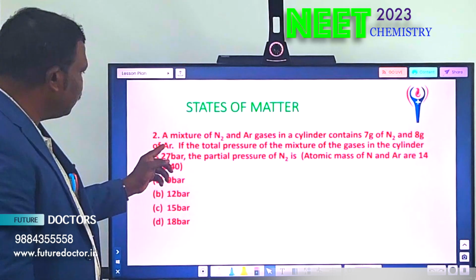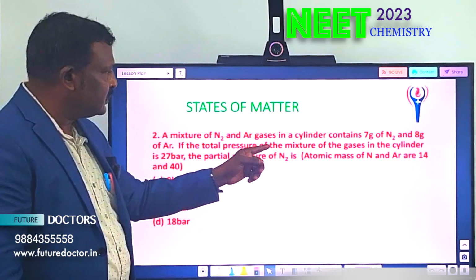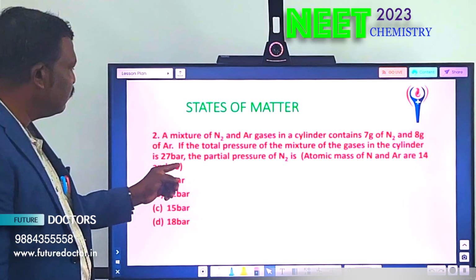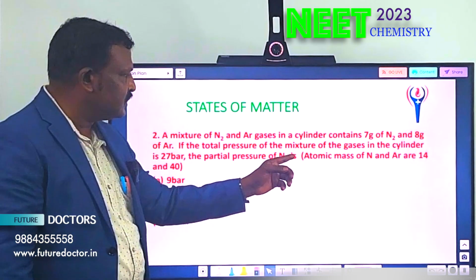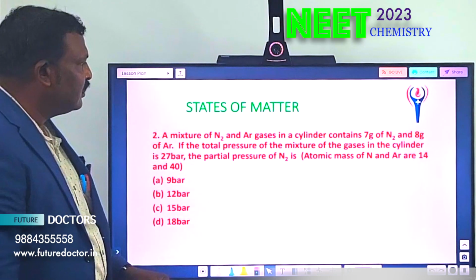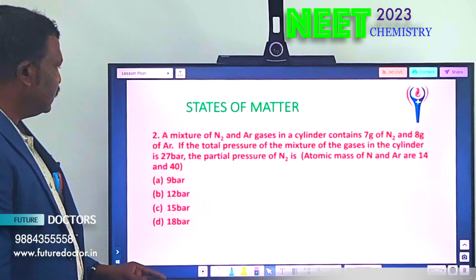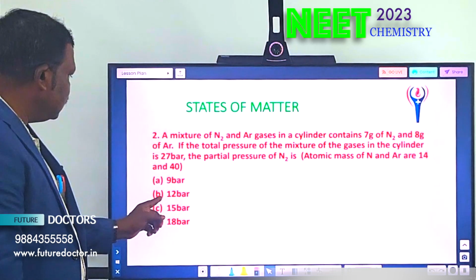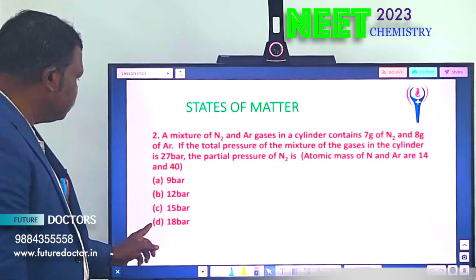Second one: a mixture of N2 and argon gases in a cylinder contains 7 gram of N2 and 8 gram of argon. If the total pressure of the mixture of the gases in the cylinder is 27 bar, the partial pressure of N2 is dash. Okay, atomic mass is given for nitrogen and argon. Okay, right. Option A 9 bar, option B 12 bar, option C 15 bar, option D 18 bar.